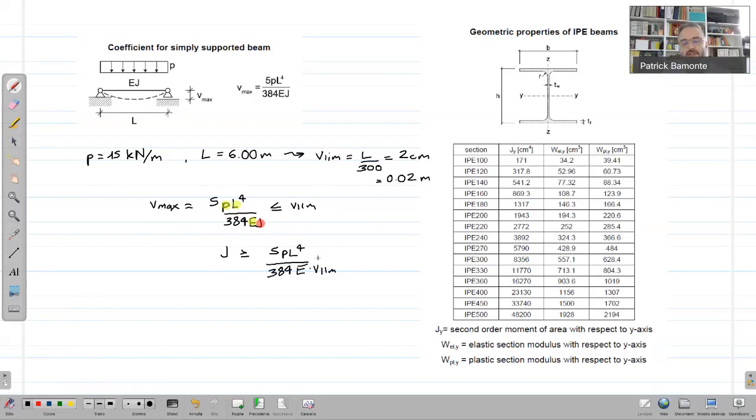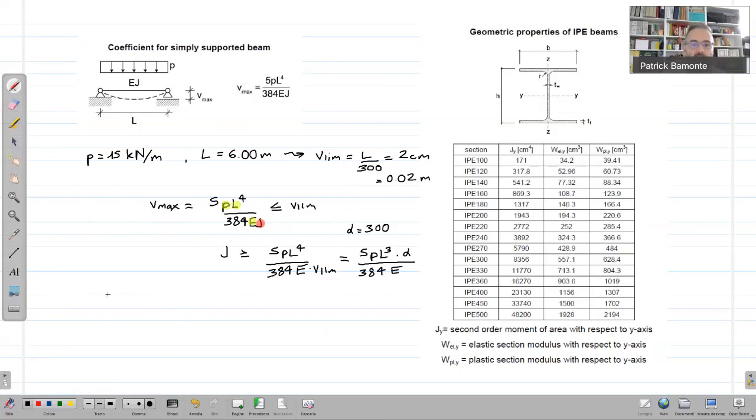I also showed you an alternative way of using this formula, whereby you consider this condition, which is typically expressed with the limit displacement as L divided by a quantity alpha. So if alpha is equal to 300, basically you can express this same condition as 5PL to the power of 3 multiplied by alpha divided by 384 E. Okay? Now to the numbers, what are the numbers?